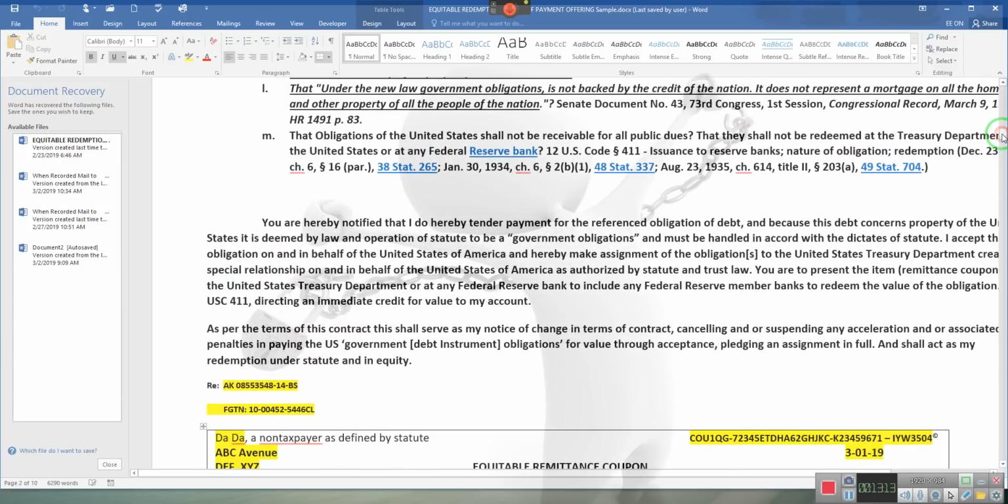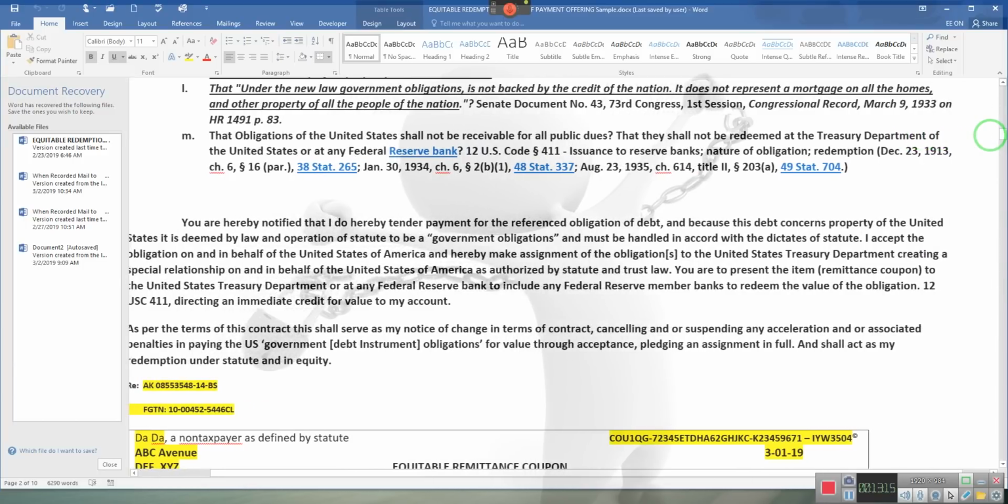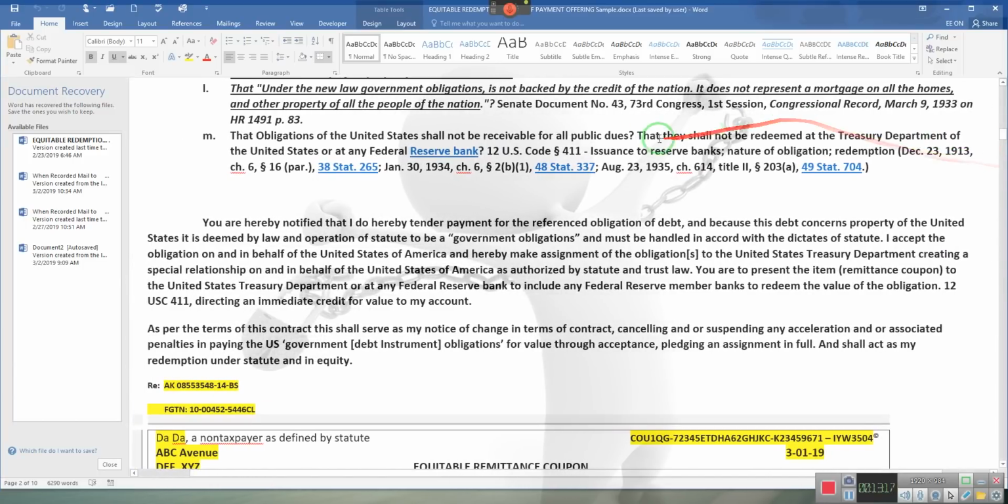We do a notice of assignment. So let me show you the notice of assignment. Like I told you, it is ingenious. You are hereby notified that I do hereby tender payment for the referenced obligation of debt. And because this debt concerns property of the United States, it is deemed by law and operation of statute to be a government obligation and must be handled in accord with the dictates of statute.